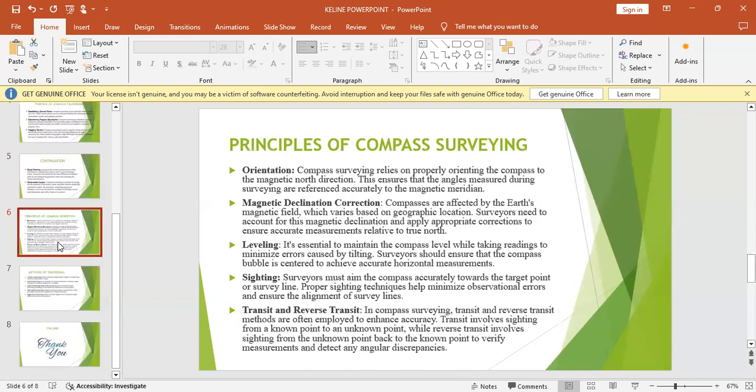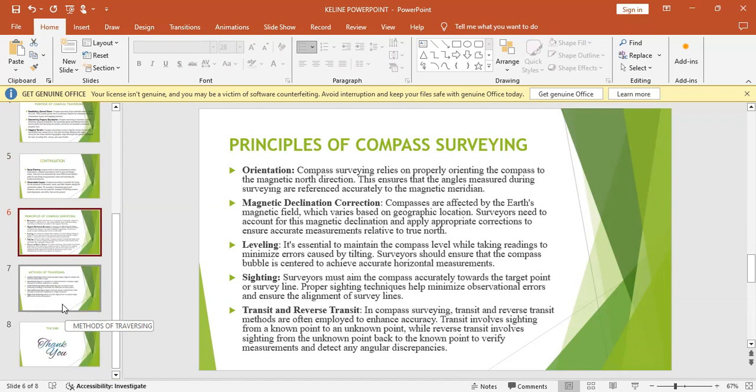The next one. The first one is orientation. Here, the compass surveying relies on properly orienting the compass to the magnetic north direction. The second point is magnetic declination correction. Compasses are affected by Earth's magnetic field, which varies based on geographic locations.